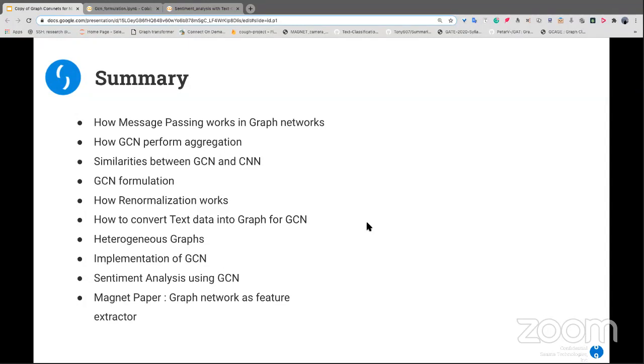So, summary: we have gone through how message passing works in graph networks, how GCN performs aggregation, similarities between GCN and CNN, GCN formulation, and how renormalization works, how to convert the text data into graph for GCN, and heterogeneous graph implementation of GCN, sentiment analysis, and the paper.